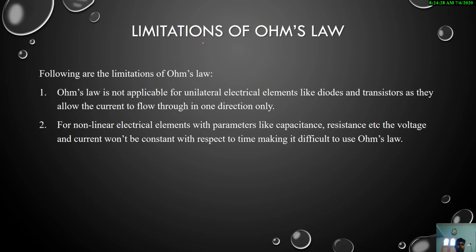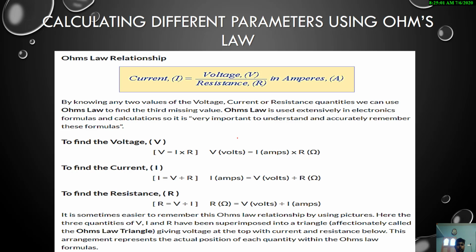And here we have some limitations of Ohm's law. Ohm's law is not applicable for unilateral electrical elements like diodes and transistors, as they allow the current to flow in one direction only. For nonlinear electrical elements, the voltage and the current won't be constant with respect to time, making it difficult to use Ohm's law. These are the two major limitations of Ohm's law.